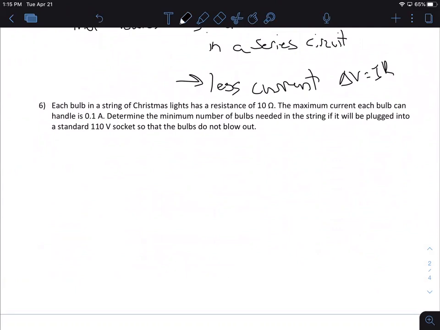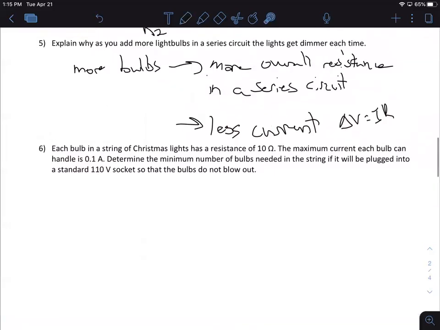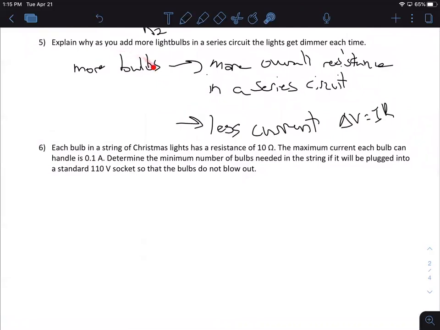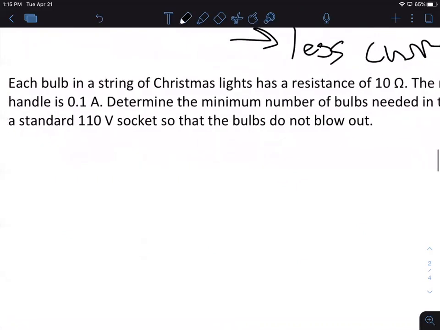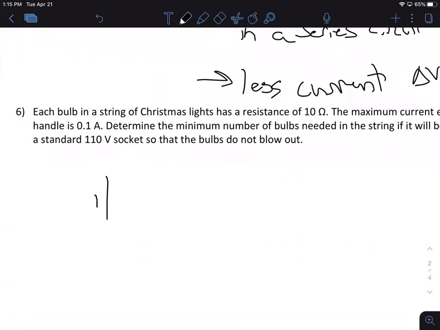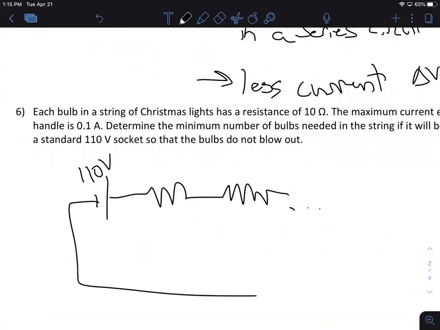All right, each bulb in a string of lights has 10 ohms. The maximum current it can handle is 0.1 amps. What is the maximum number of bulbs needed in a string? If I don't have enough bulbs, we just talked about how more bulbs gives me less current. That means if there's not enough bulbs, I'll get too much current, which would make them explode. So we have a standard 110 volt battery, and we're just adding resistors until we have enough.